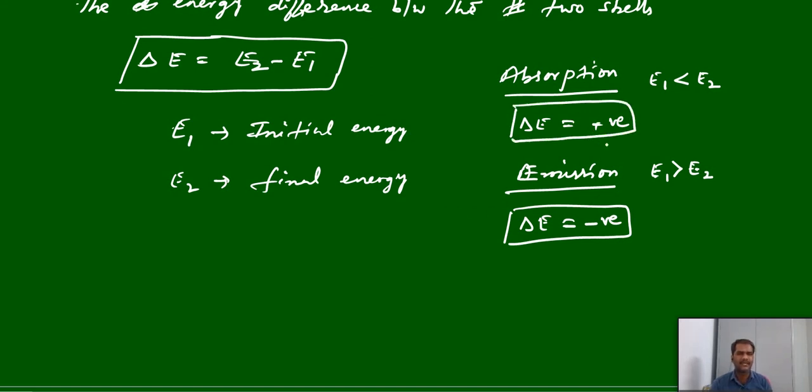So this positive or negative sign indicates only whether energy is absorbed or emitted. There is no negative energy value. Positive indicates that an absorption process takes place, and negative indicates that an emission process takes place, like endothermic and exothermic reactions. So just write initial energy and final energy instead of lower and higher. This is a better idea.